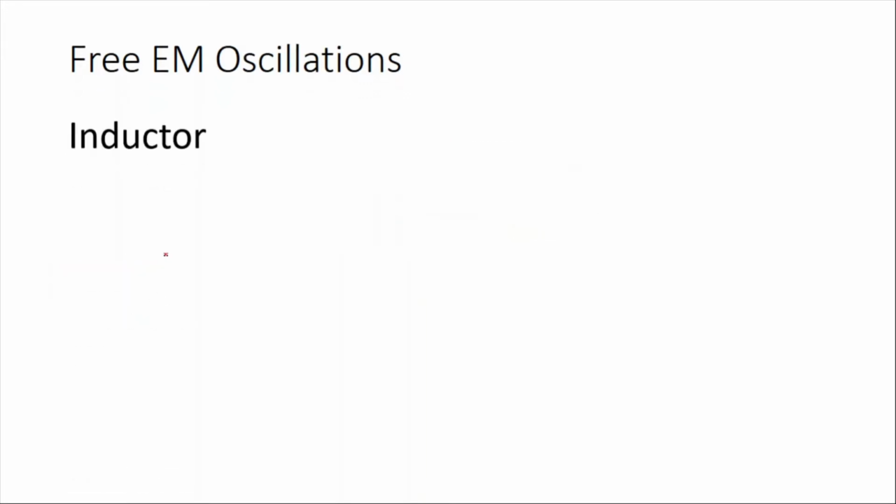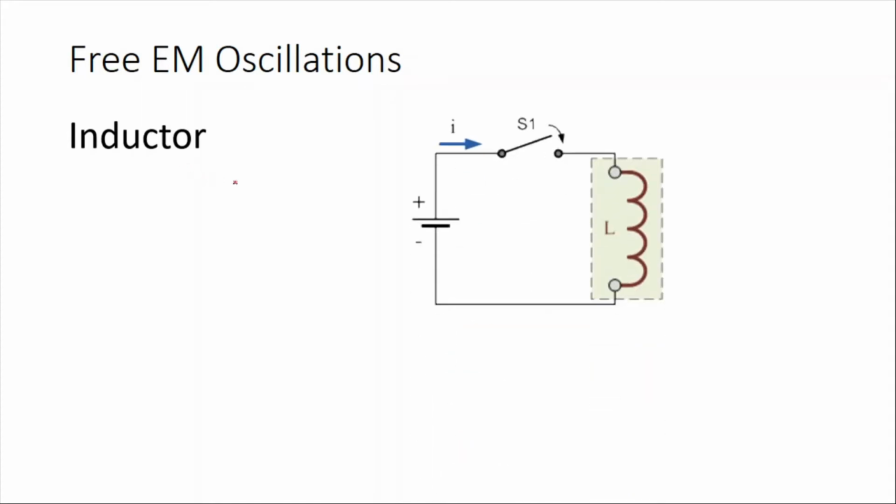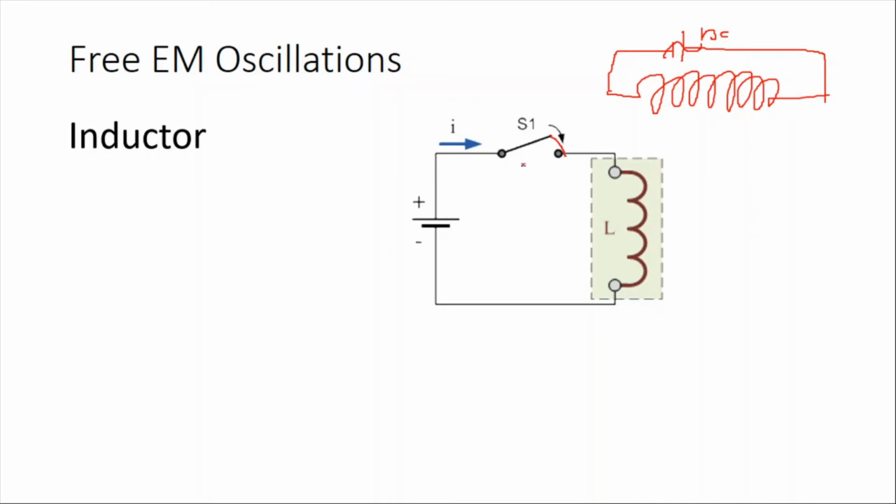And one more element of the circuit is the inductor. An inductor is simply a solenoid of wire, something like this. You can connect it to a direct current circuit, and you can also connect it to an alternating current circuit. Once we close this switch, the current is going to flow to the inductor.